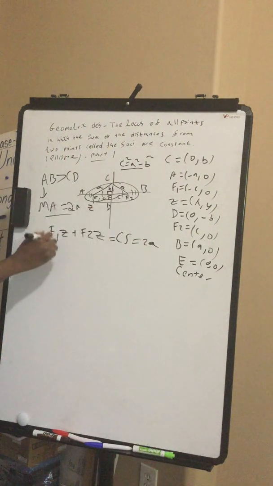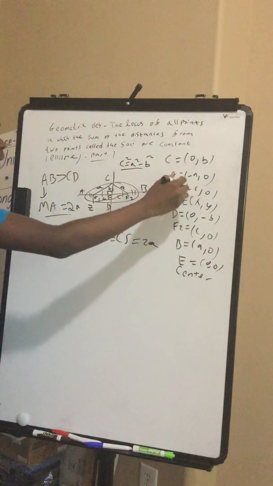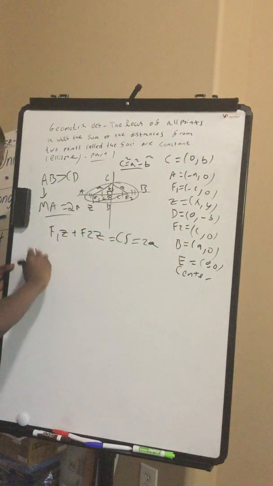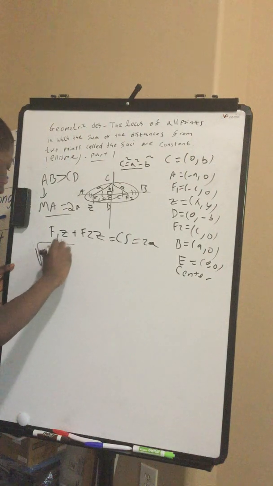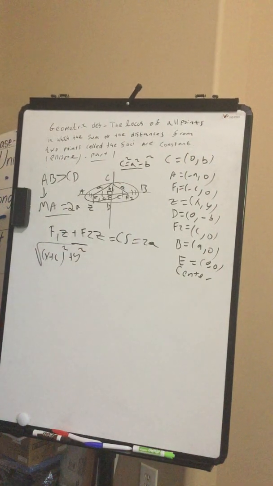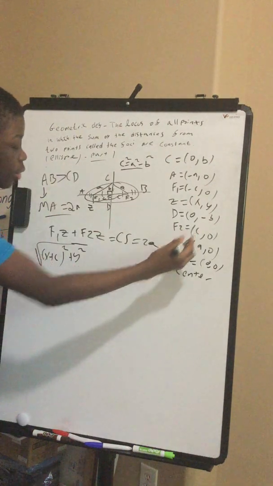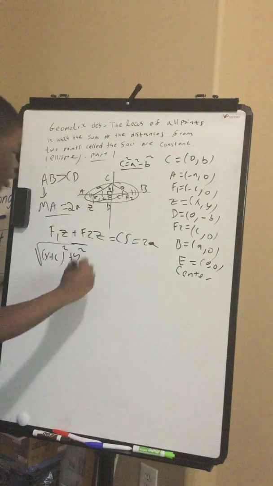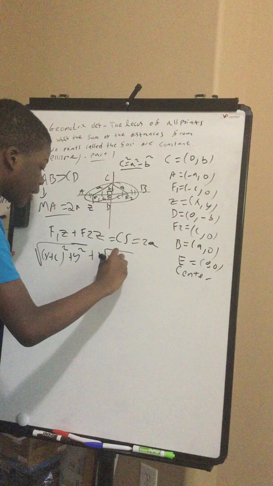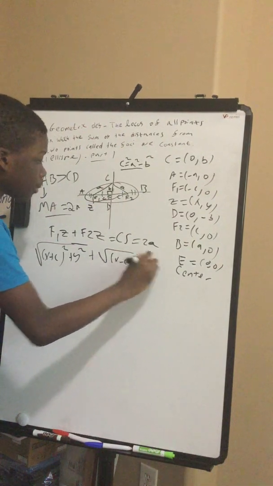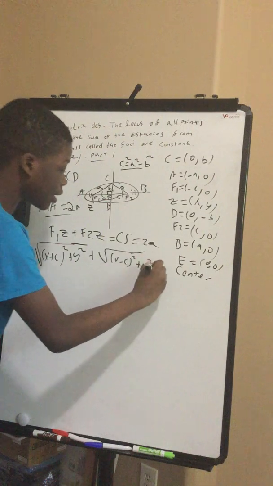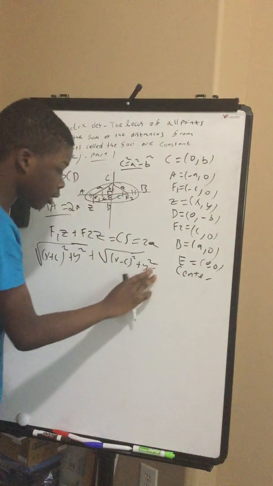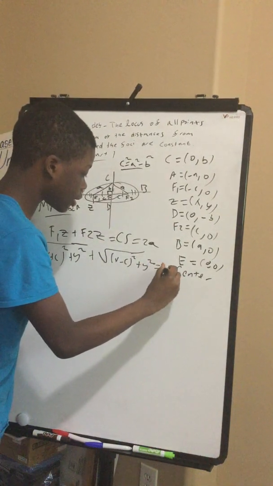So what is the distance from F1 to Z? Well, F1 has coordinates (-c, 0), and Z has coordinates (x, y). Using the distance formula, F1Z is equal to the square root of (x plus c) quantity squared plus y squared. Now, what is the distance from focus 2 to Z? Focus 2 has coordinates (c, 0), and the arbitrary point Z has coordinates (x, y). Using the distance formula, the distance is the square root of (x minus c) quantity squared plus y squared. And all of this is equal to the constant sum, because we've drawn two segments from the foci to an arbitrary point on the locus.